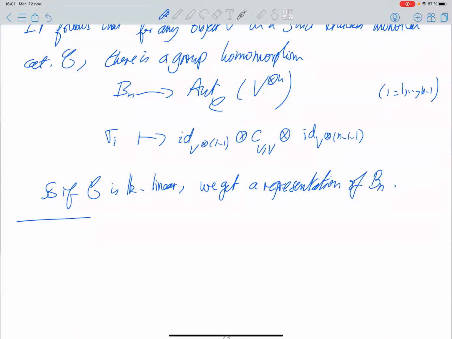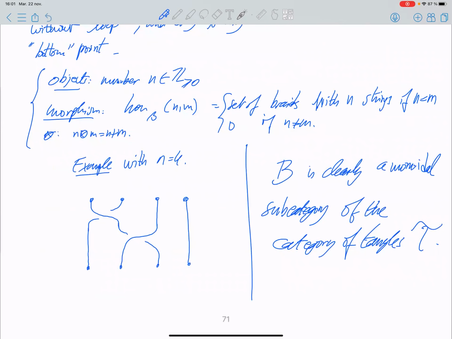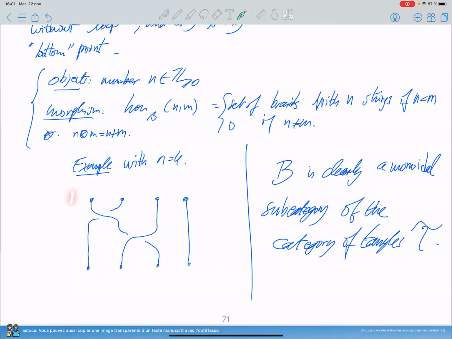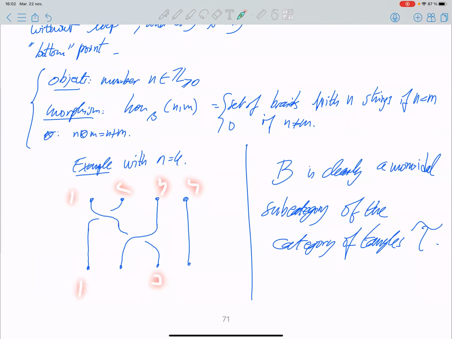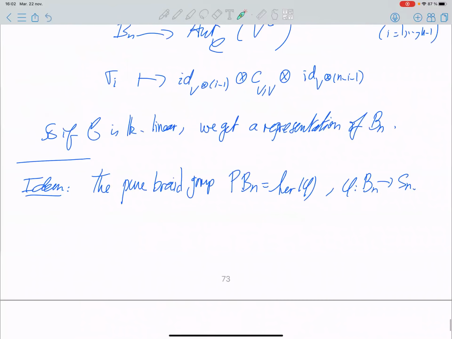So I say we can do the same as for the braid group. The pure braid group PB_N equals the kernel of phi, with phi the homomorphism from the braid group to the permutations. So here you have a permutation: 1, 2, 3, 4. So 1 maps to 3, 2 maps to 1, 3 maps to 2, and 4 maps to 4. So you have the homomorphism from the braid group to the symmetric group. And the pure braid group corresponds to the kernel of that, so when the permutation is trivial.